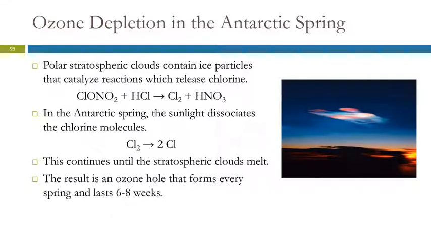So as the South Pole begins to get more and more sunlight, it's going to expose these chlorine molecules to the sunlight, which will dissociate them into chlorine atoms. Those chlorine atoms are going to catalyze the destruction of ozone. So as those clouds melt, and this happens, the ozone's depleted. Once the clouds melt, we don't have this release of the chlorine anymore, and the whole business stops.